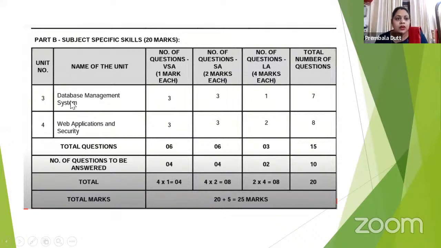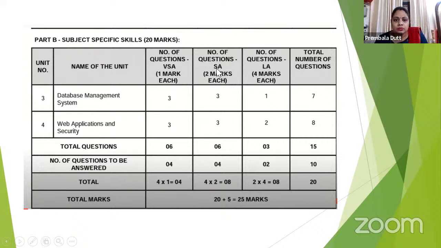For part B, for database management system, you could see very small answers 3 and web applications 3, total 6 questions, but amongst them they have to appear for 4. So these very small answers are basically for 1 mark, and amongst these 6 questions, they have to appear only and only 4. So total weightage is 4.